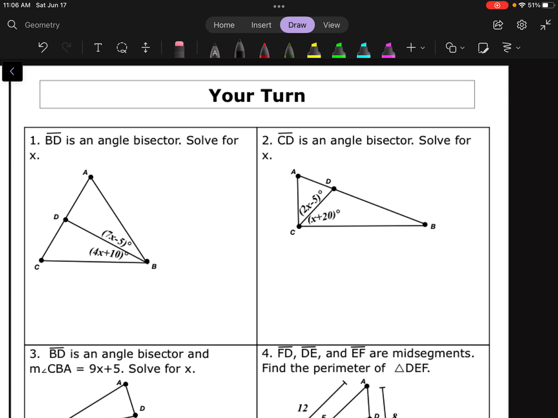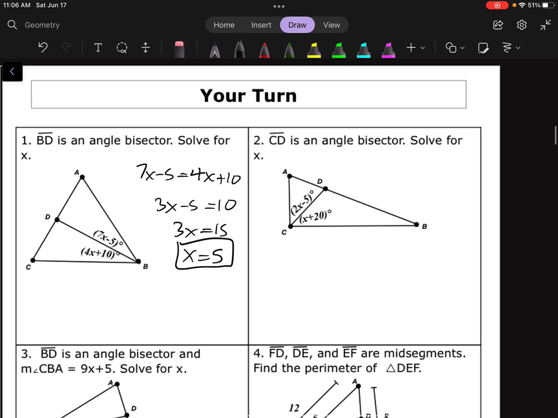All right, so first one, angle bisector, wants us to solve for x. 7x minus 5 is equal to 4x plus 10. Subtract the 4x, we get 3x minus 5 is equal to 10. Add the 5, we get 3x is equal to 15. So x should have been 5 for that one. For an angle bisector over here, same deal. Let's do 2x minus 5 is equal to x plus 20. Subtract the x, we get 1x minus 5 is equal to 20. Add the 5, and we get x is equal to 25.